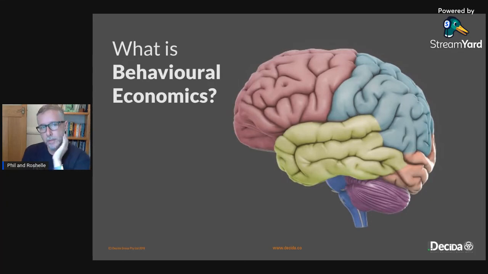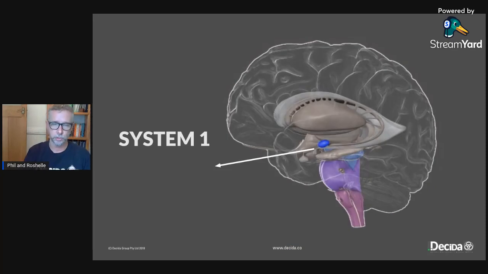So let's go back. What did they find? Well, they actually found that we don't have one rational brain like the traditional economists thought. We actually have two ways of thinking, two systems, if you like, of processing information. You've got this first system, and the brain here, you can see it's very internal. The blue dot there is your amygdala, and your amygdala puts out your fear response.